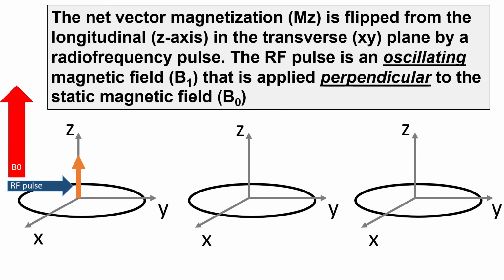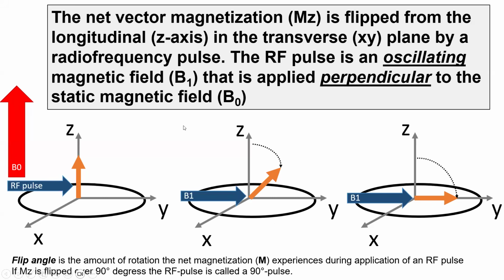So basically we send in a lot of energy, and that energy will push the body magnetization out of the longitudinal plane and into the transverse plane, into the XY plane. I told you that the radio frequency pulse is an oscillating magnetic field, which means that it also has a specific frequency. The angle under which the body magnetization is pushed out of the longitudinal plane is called the flip angle.